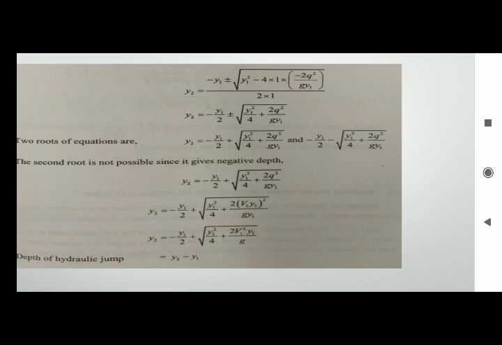Simplifying, taking y1 out, I will get the equation y2 is equal to y1 by 2 into root of 1 plus 8 F1 square minus 1. F1 means Froude number at section 1. It is a very important equation. If the exam is descriptive type, then you may expect this derivation. But if the exam is objective type, then the derivation is not that important. You have to mainly focus on and memorize this final formula of y2.